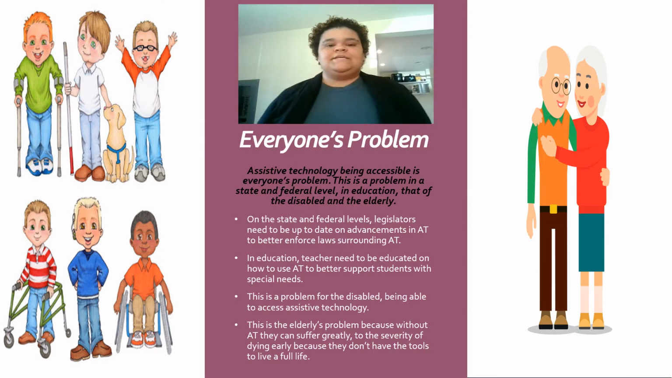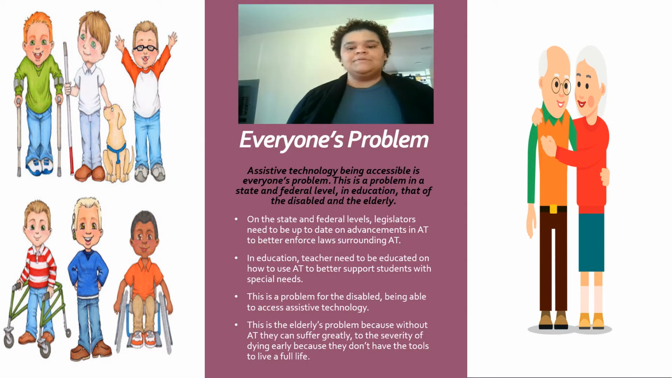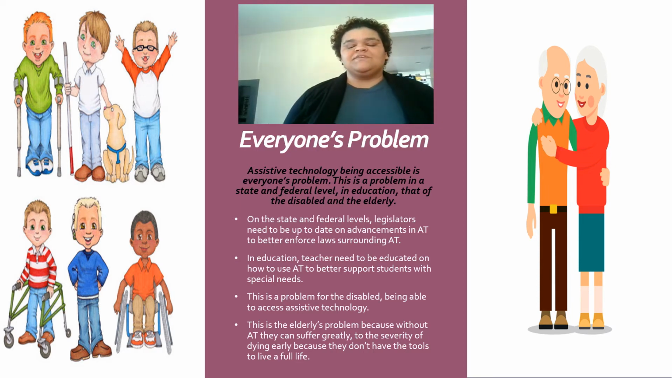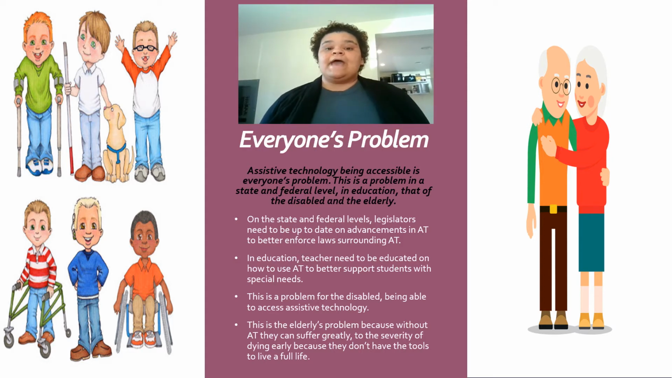When we talk about AT in the capacity of a problem, people tend to think about accessibility. Now, accessibility is a huge problem in many areas, but with assistive technology being accessible, it's really everyone's problem. There are a number of different people, all ages, that need assistive technology that don't have access to it or don't know how to gain access to it. Assistive technology being accessible is everyone's problem. This is a problem on a state and federal level, in education, and that of the disabled and the elderly.